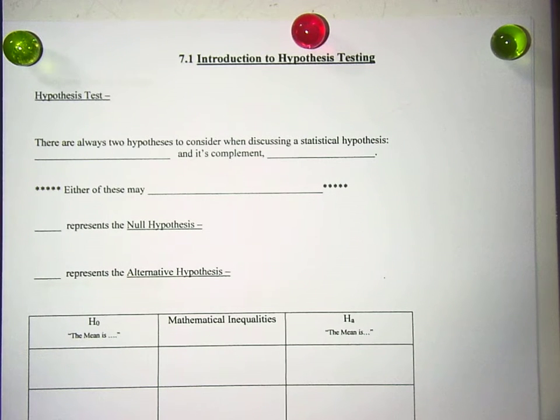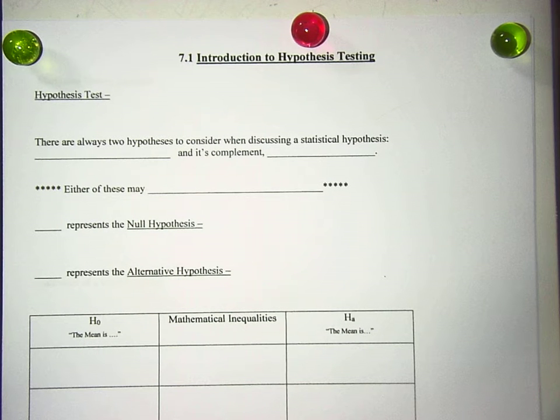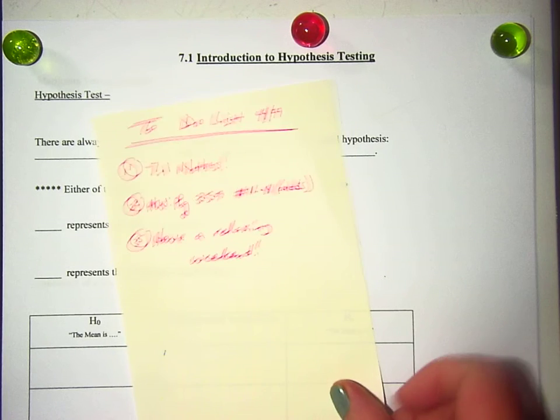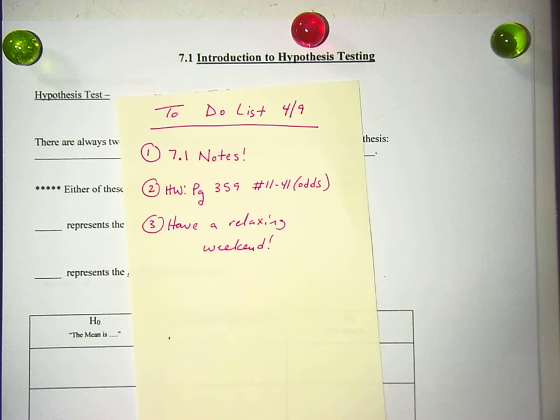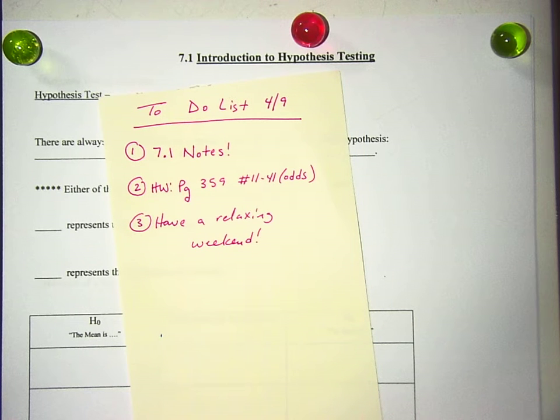Okay, let me pull this up full screen for myself. Okay, so today we're starting hypothesis testing, which is kind of the point of statistics, or at least a big part of statistics. Here is the to-do list for today. We're doing 7.1 notes, and then you're going to have a little bit of homework, which is 11 through 41 odds. Seems like a lot, but these problems go very fast. And then you're supposed to have a relaxing weekend, and that's on the list. So make sure you do that. That's important.